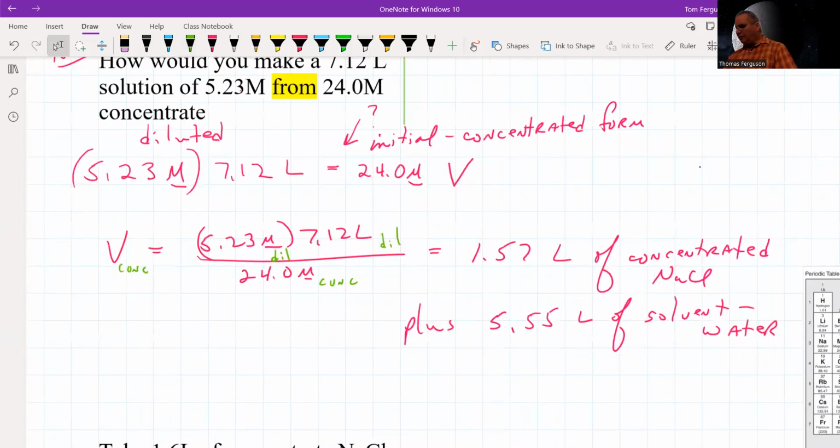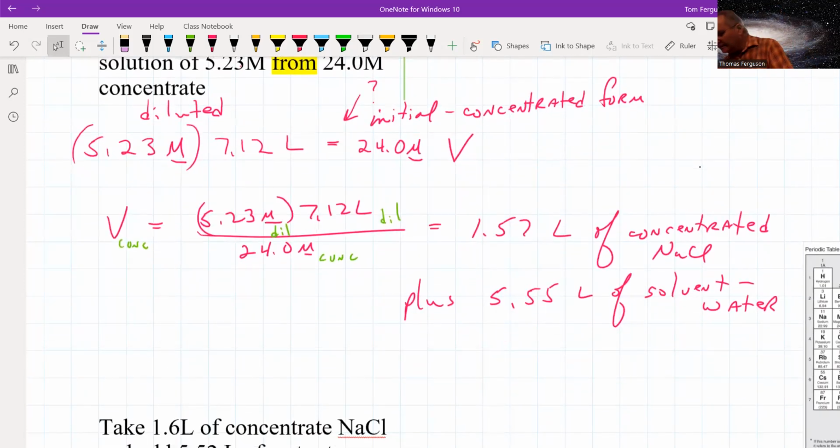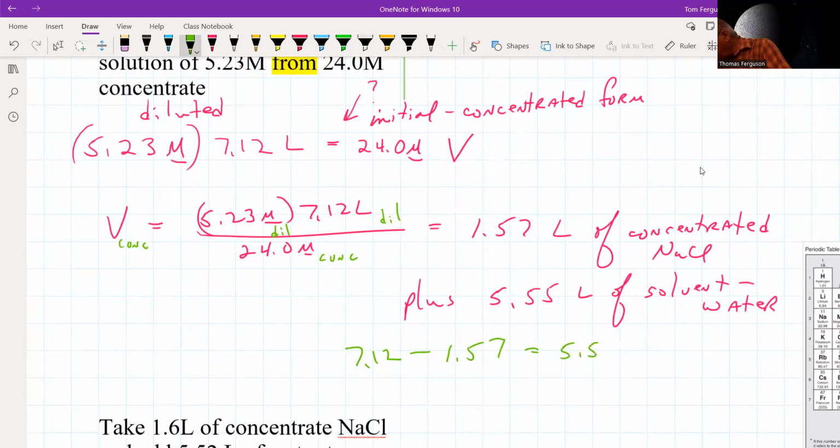So doing this, we're going to end up with 1.57 liters of concentrated sodium chloride. You multiply 5.23 times 712, hit the divide key, 24, enter. Three sig figs, 1.57 liters of concentrated. But we don't want 1.57, we want a total of 712. So 712 minus 1.57 equals 5.55 liters of solvent. So we bring it up to the final volume.